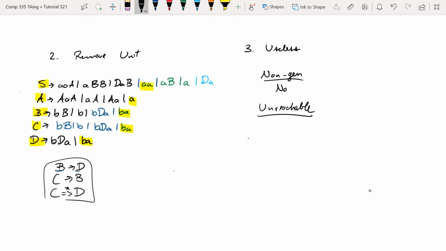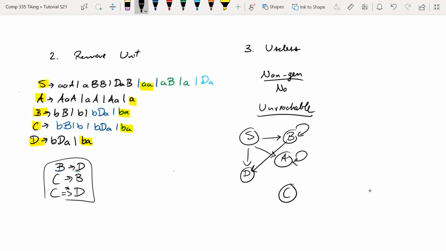So if I draw my graph, right, S gives me what? I can reach A, B, and D from S. And then from A, I can only reach A. From B, I can reach myself and D. From C, I can reach B and D. And then from D, I can reach myself.